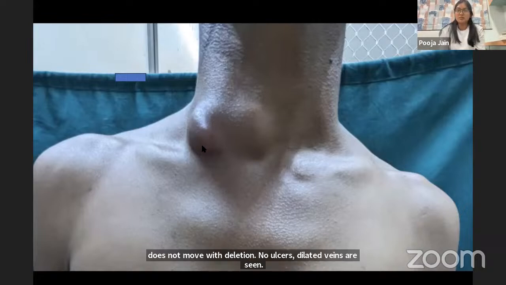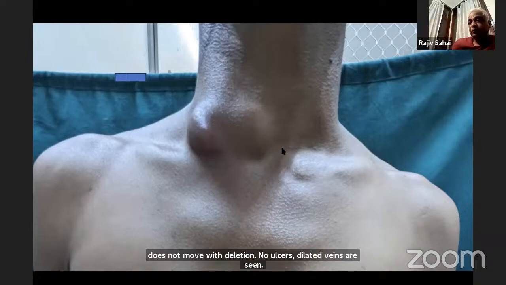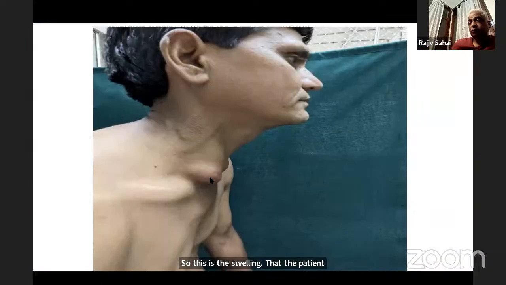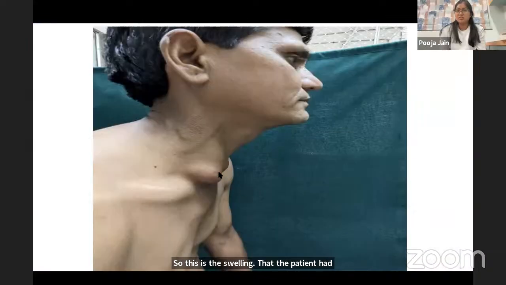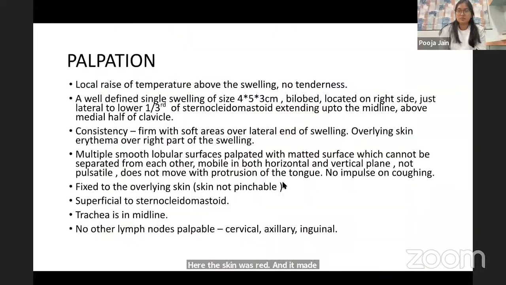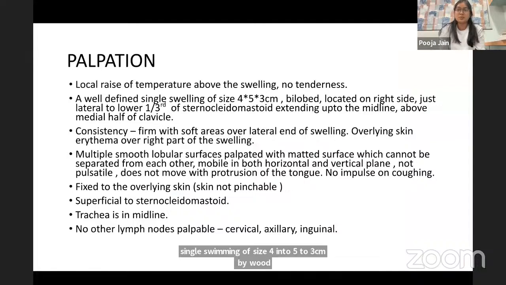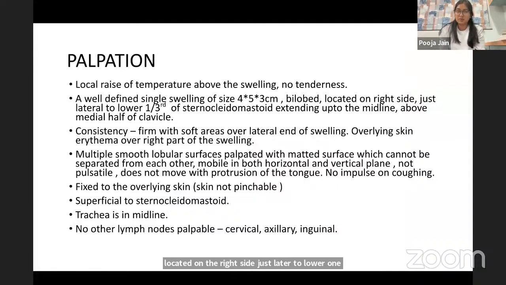Sir, this is the swelling that the patient had. Laterally, sir, the skin was red and edematous on the lateral aspect of the swelling. On palpation, there is local rise of temperature above the swelling, no tenderness present. A well-defined single swelling of size 4 into 5 into 3 centimeter, bilobed, located on the right side, just lateral to the lower 1/3 of sternocleidomastoid, extending up to the midline, above the medial half of the clavicle.